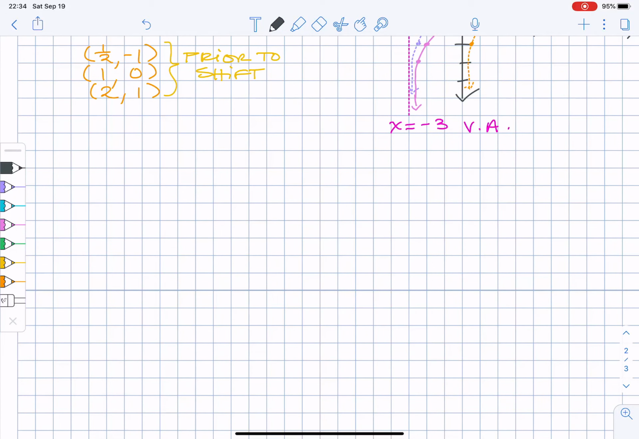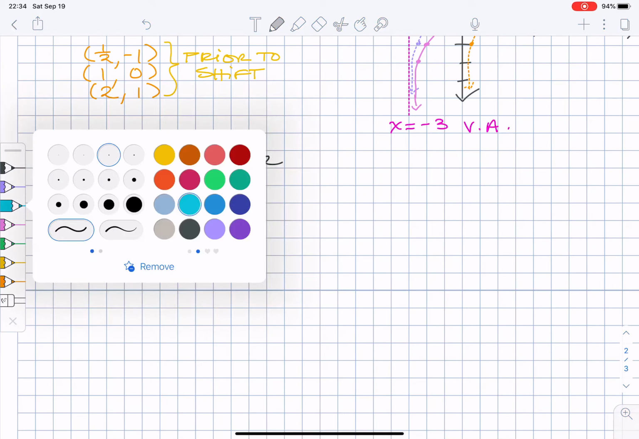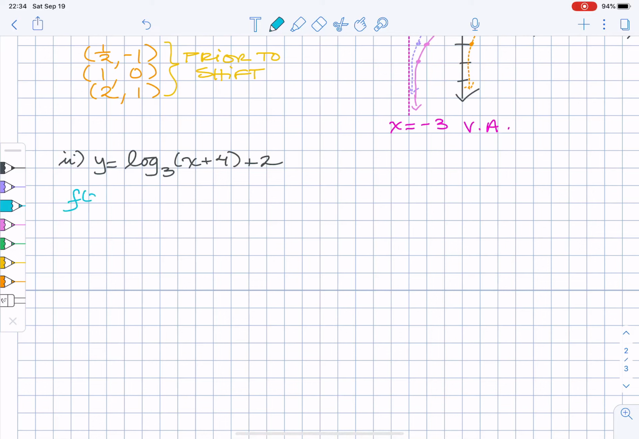Let's see. What should I do? I think I can fit it on here. Let's say we have that y is equal to log base 3 of the quantity x plus 4, plus 2. Okay, so we have f of x is equal to log base 3 of the quantity x plus 4, plus 2. So I know that we're moving 4 left and 2 up.